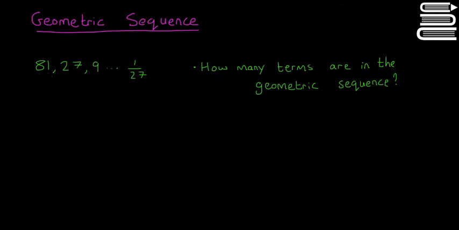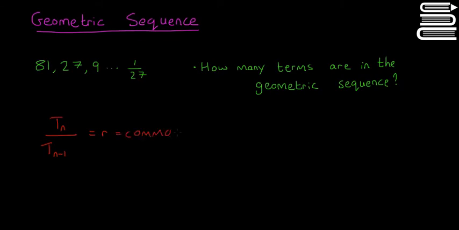We have a sequence here, 81, 27, 9, and then it goes a few more, and the last one is going to be 1 over 27. So it asks us how many terms are in the geometric sequence. Okay, so if it's a geometric sequence, then we know there's a common ratio between each one, that it gets multiplied by a certain number each time. So to find out what that common ratio is, we're going to do t of n divided by t of n minus 1.